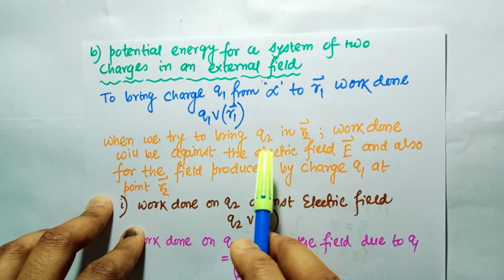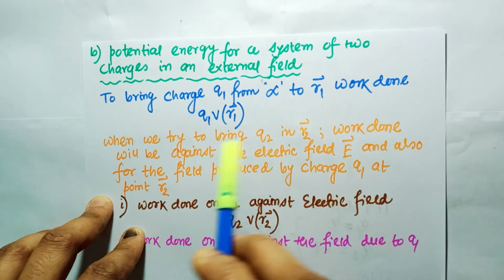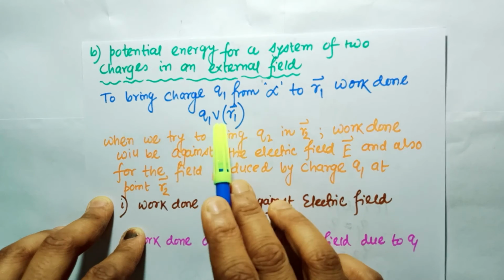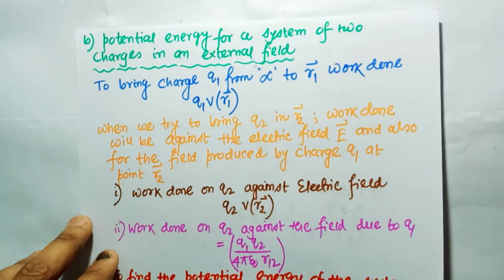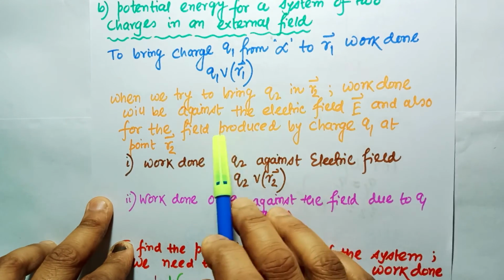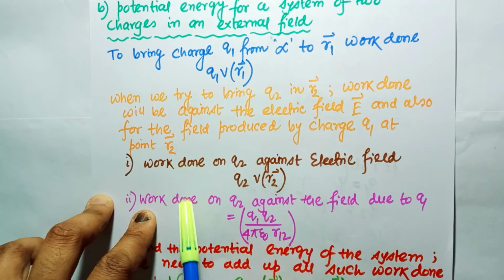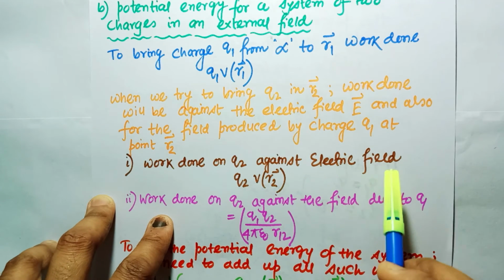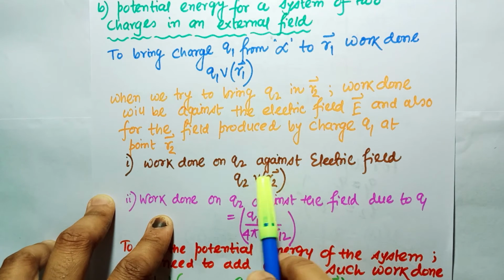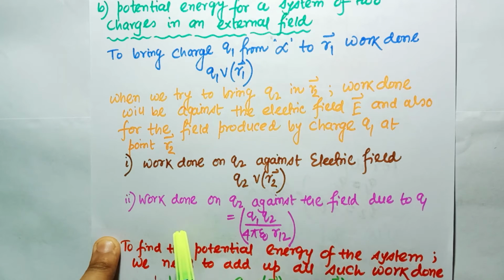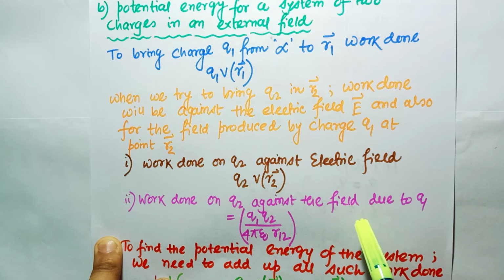When we try to bring q2 to the point r2, work is done against the electric field E, and also against the field produced by the charge q1 at the point r2. So to bring q2 from infinity to the point r2, there are two kinds of work done on q2. What will they be? First, q2 times the potential at the position vector r2, so q2 times V(r2). Second, the work done on q2 against the field due to q1, which is q1 q2 divided by 4 pi epsilon naught times the separation between them, r12.